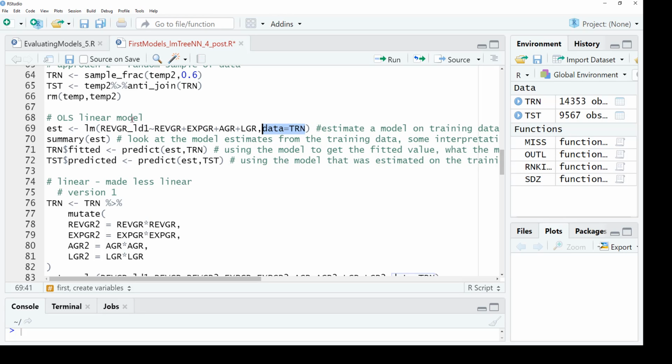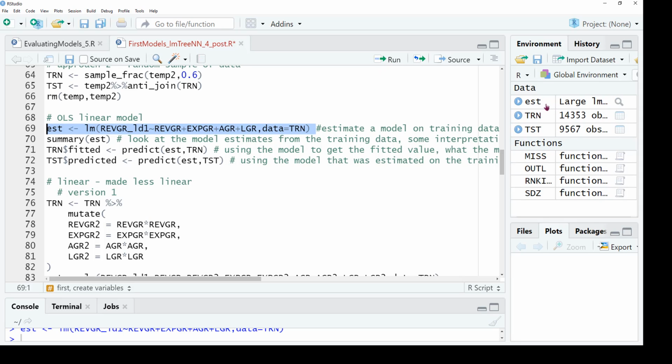So I'm saving that model to the object called EST. That's my way of saying estimate. So this is my model estimate or estimation. So I run that. What you see up here is this EST. This is a model results object that tells me what that model looked like. Well, a simple way to look at this is to do the summary, and it's going to show us the results from this linear regression model.